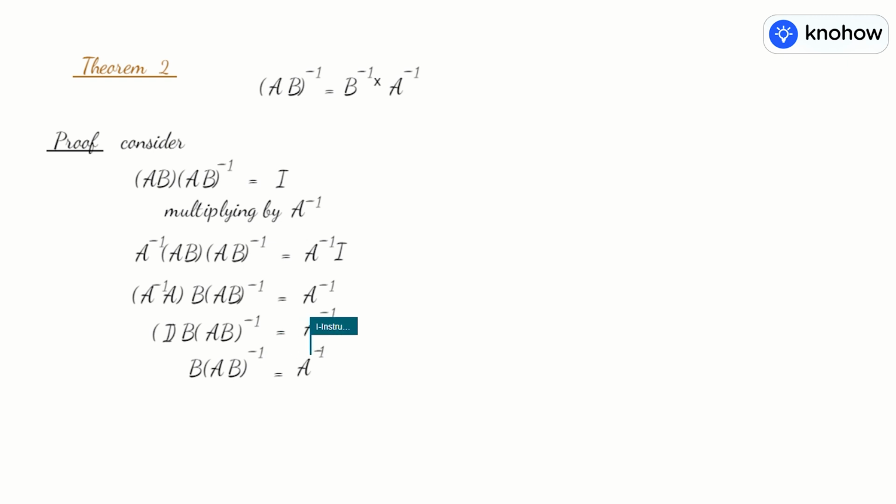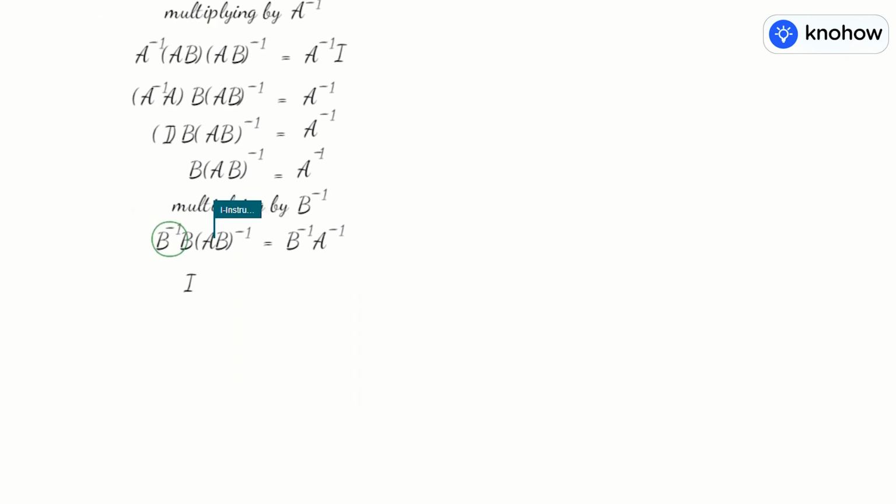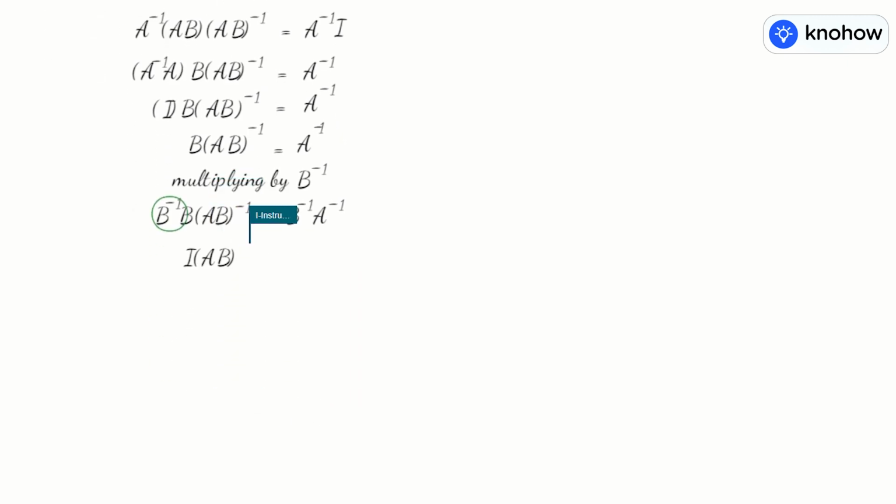Now multiplying both sides by B inverse on the left, you get B inverse into B multiplied by (AB) inverse equals B inverse into A inverse. And you know B inverse into B will be again the identity matrix. So the identity matrix times (AB) inverse equals B inverse into A inverse. And the identity matrix multiplied by any matrix doesn't change it. So finally we get the required result that (AB) inverse is B inverse into A inverse.